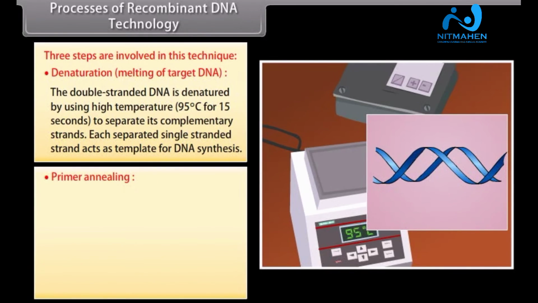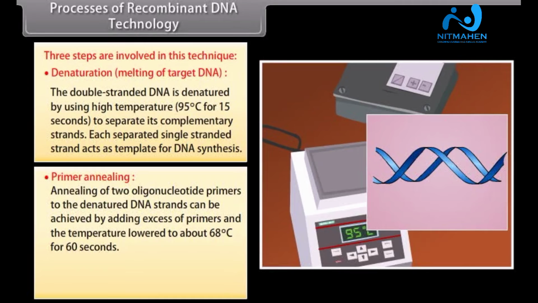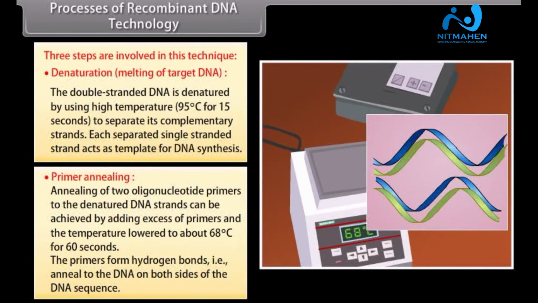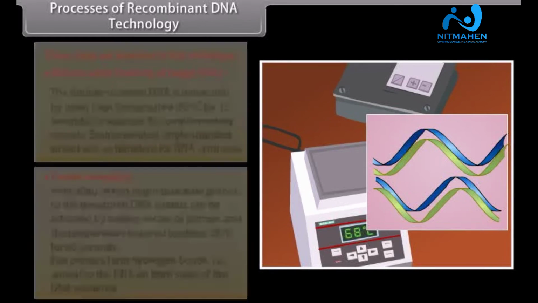Primer annealing. Annealing of two oligonucleotide primers to the denatured DNA strands can be achieved by adding excess of primers and the temperature lowered to about 68 degrees Celsius for 60 seconds. The primers form hydrogen bonds, that is, they anneal to the DNA on both sides of the DNA sequence.